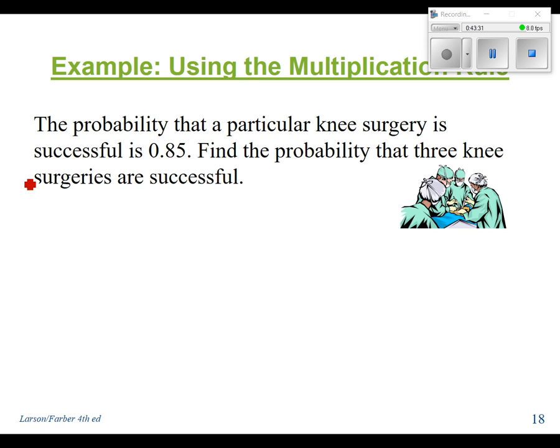Probability that a particular knee surgery is successful is 0.85, or 85% of the surgeries are successful. Find the probability that 3 knee surgeries are successful. So this doctor's got 3 knee surgeries all in one day. He's operating on poor Chase's knee.